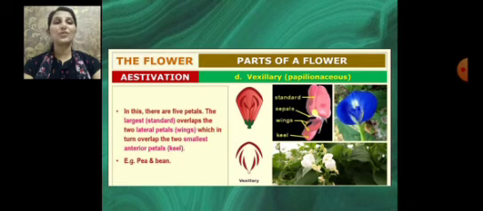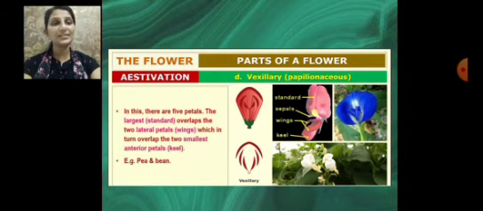And the last type is the vexillary estivation, also called papilionaceous estivation. In this type of estivation, there are 5 petals. Of these 5 petals, one is the largest and this is called the standard petal. In this diagram, we can see the standard petal. The standard petal overlaps 2 lateral petals, called the wing petals, which are situated laterally.